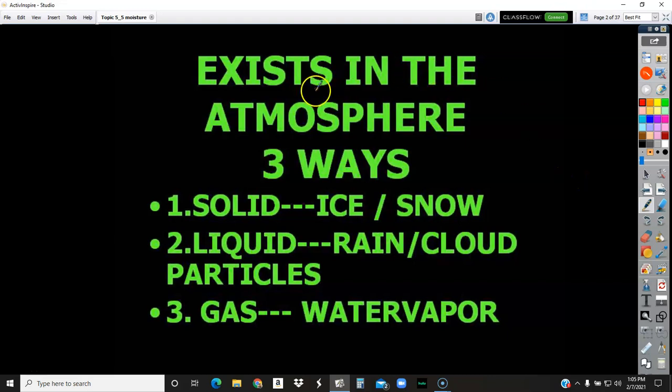So moisture exists in our atmosphere in three ways, right? You have your three phases: solid, liquid, gas. In the solid phase, we're talking about ice and snow. In the liquid phase, we're talking about rain or cloud droplets. And in the gas phase, we call it water vapor.